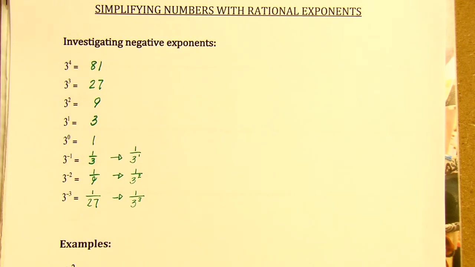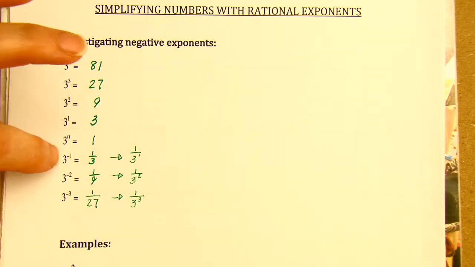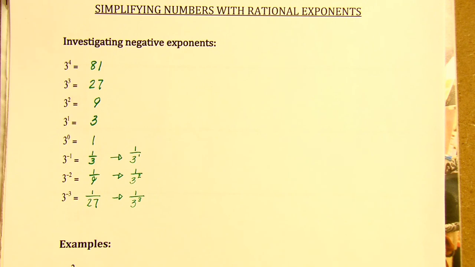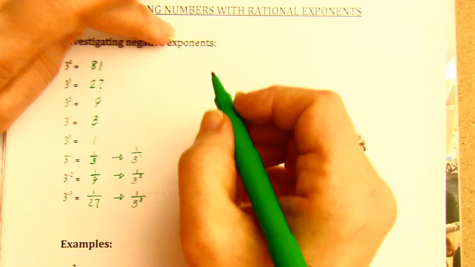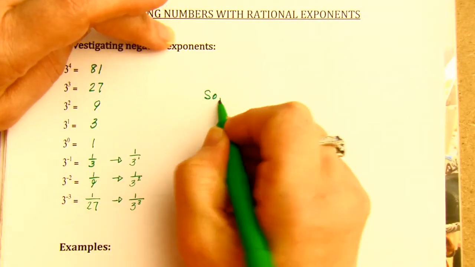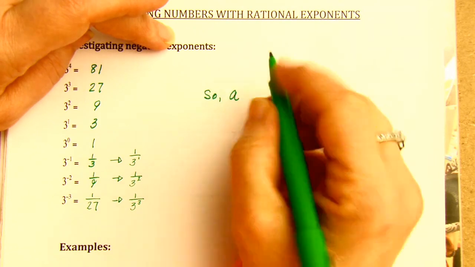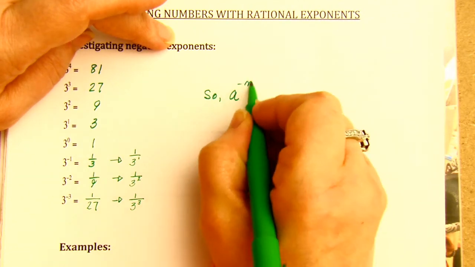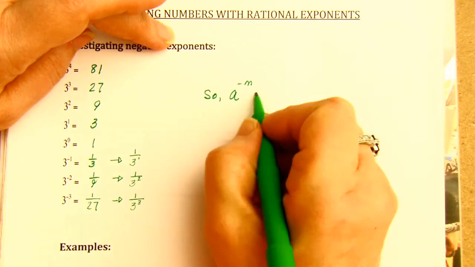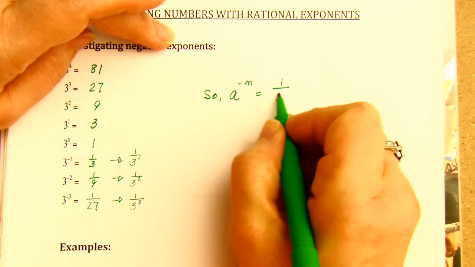So when you move elements from the numerator to the denominator, or from the denominator to the numerator, it changes the sign of the exponent. Now keep in mind, the base will never change sign. Like, you can't move this 3 to the bottom and say it's negative 3. Okay, the only thing that's going to change is the sign of the exponent. We conclude here and say, so a, because a could be any number, to the negative m power is equal to 1 over a to the positive m power.